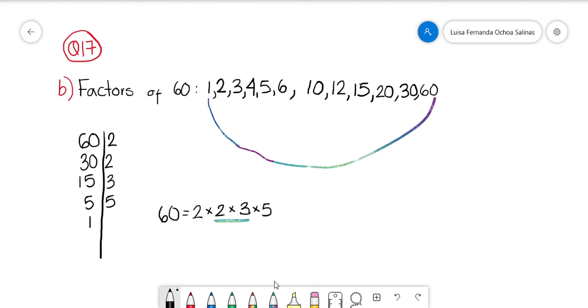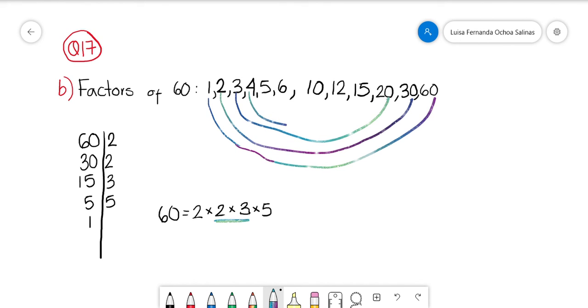And I can continue. If you want to verify this, just continue with your rainbow. So you say how these pairs actually work together, and these pairs are factors of 60. And with this video, we conclude our revision for our test.